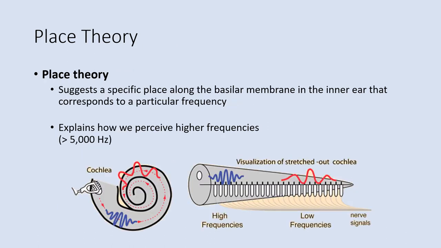Consequently, place theory was developed to deal with this limitation in frequency theory. It suggests that there's a specific place along the basilar membrane in the inner ear that corresponds to a particular frequency and explains how we perceive higher frequencies above 5,000 hertz. High frequency sounds selectively vibrate the basilar membrane of the inner ear near the entrance, the oval window. Lower frequencies travel further along the membrane before causing any appreciable excitation of the membrane. The basic pitch determining mechanism is based on the location along the membrane where the hair cells are stimulated.